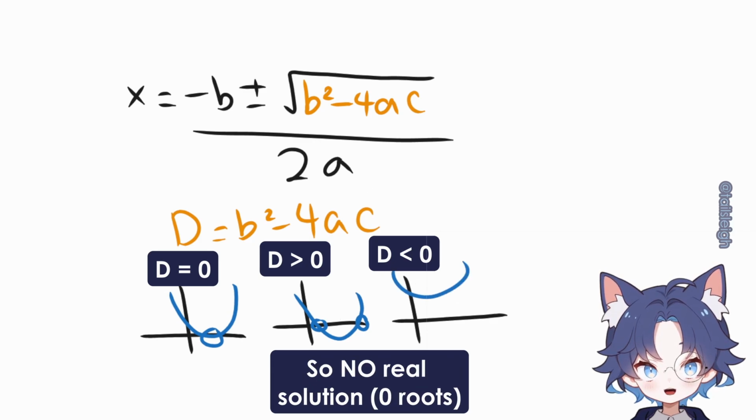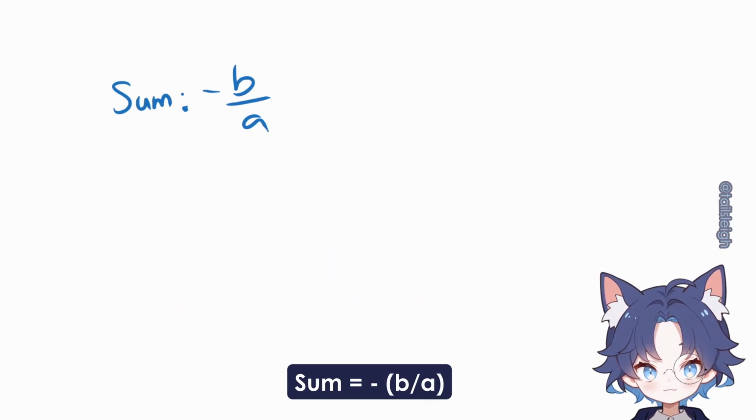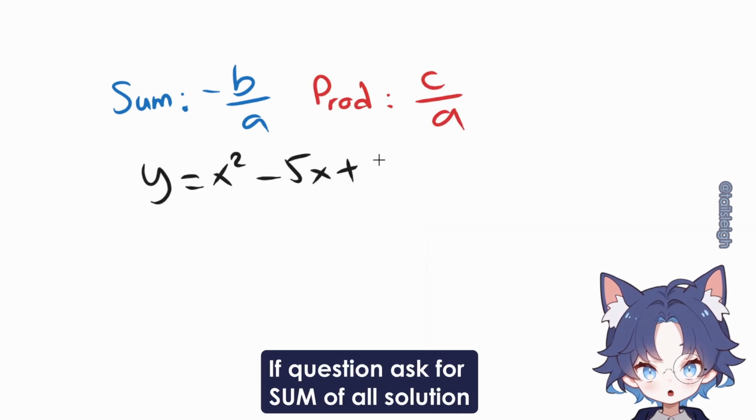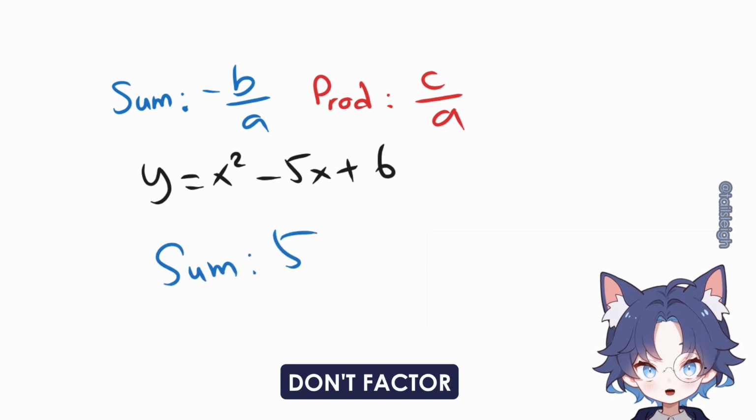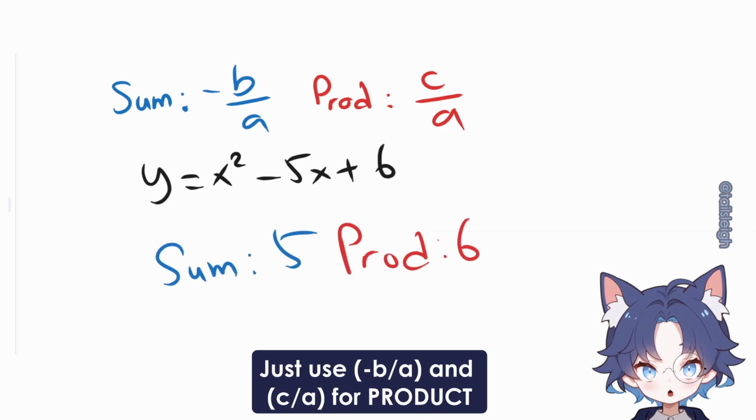No real solution. Sum and product. Sum equals negative b over a. Product equals c over a. If the question asks for the sum of all solutions, don't factor, just use negative b over a.